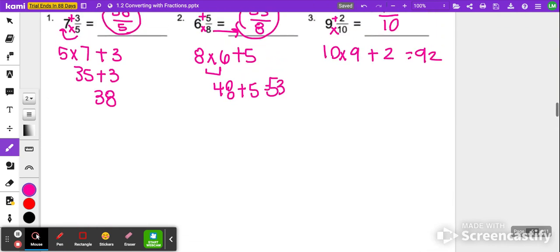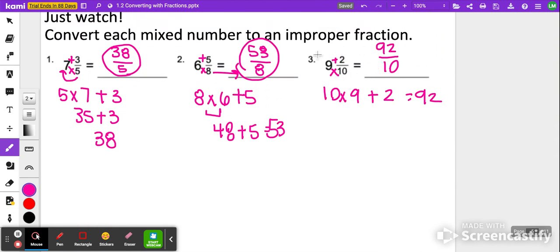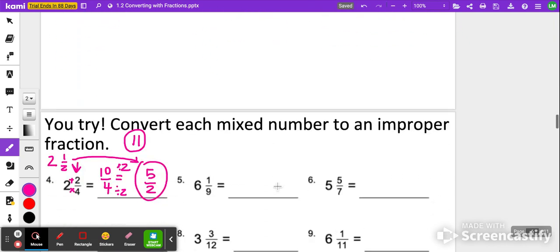So my fault when I didn't reduce this over here. 92 and 10, those are both even numbers. We can easily just divide by 2, see what we get. 92 divided by 2 is 46. 10 divided by 2 is 5. So we get 46/5. And that's your simplest form for that one.